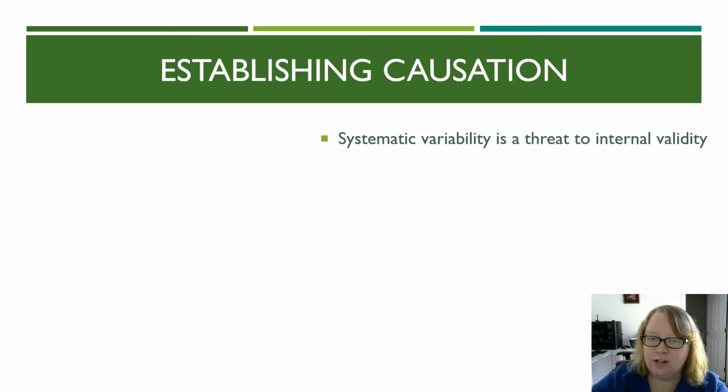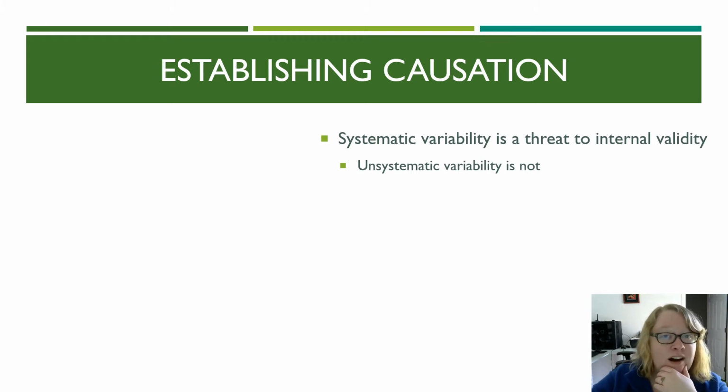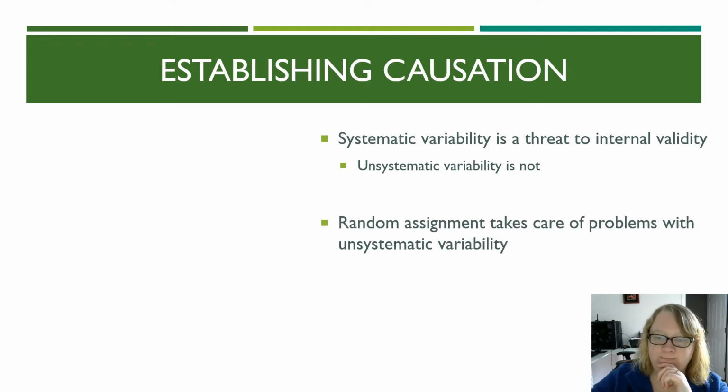And I'm going to talk you through a couple examples of this. But from your textbook, you read about how systematic variability is a threat to internal validity. It creates an alternate explanation for our results. Unsystematic variability is not a threat to internal validity. It does not create an alternate explanation. Unsystematic variability is what we expect. So when we do research, we always expect unsystematic variability. We account for that in our calculations and our statistical tests. But systematic variability, that's a problem.